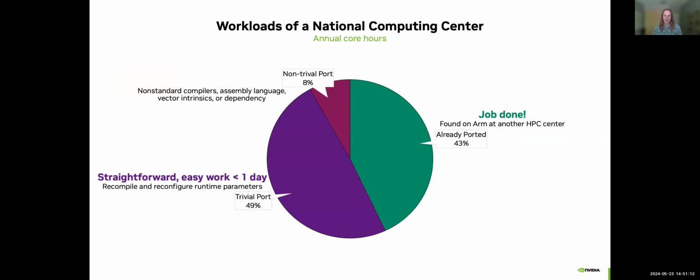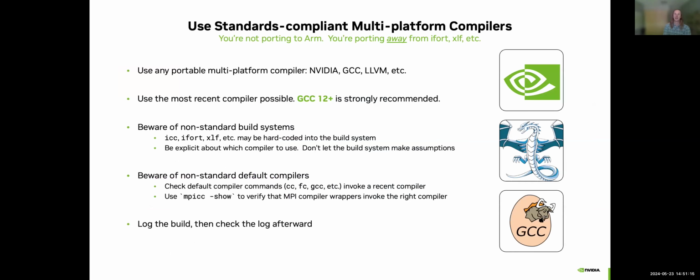Yeah, so I touched on this a little bit. If you're using a standards compliant multi-platform compiler, you're going to have a great time switching to Grace. Because again, you're not really porting to ARM, you're porting away from the other vendor's compiler. We especially see this in vendor compilers that have been around for a very long time and have made certain accommodations for codes that play fast and loose with language standards. If your code doesn't really adhere to the Fortran standards in particular, you might find that it only compiles with certain vendor compilers. That says more about the standards compliance of your code than the software maturity of the platform.